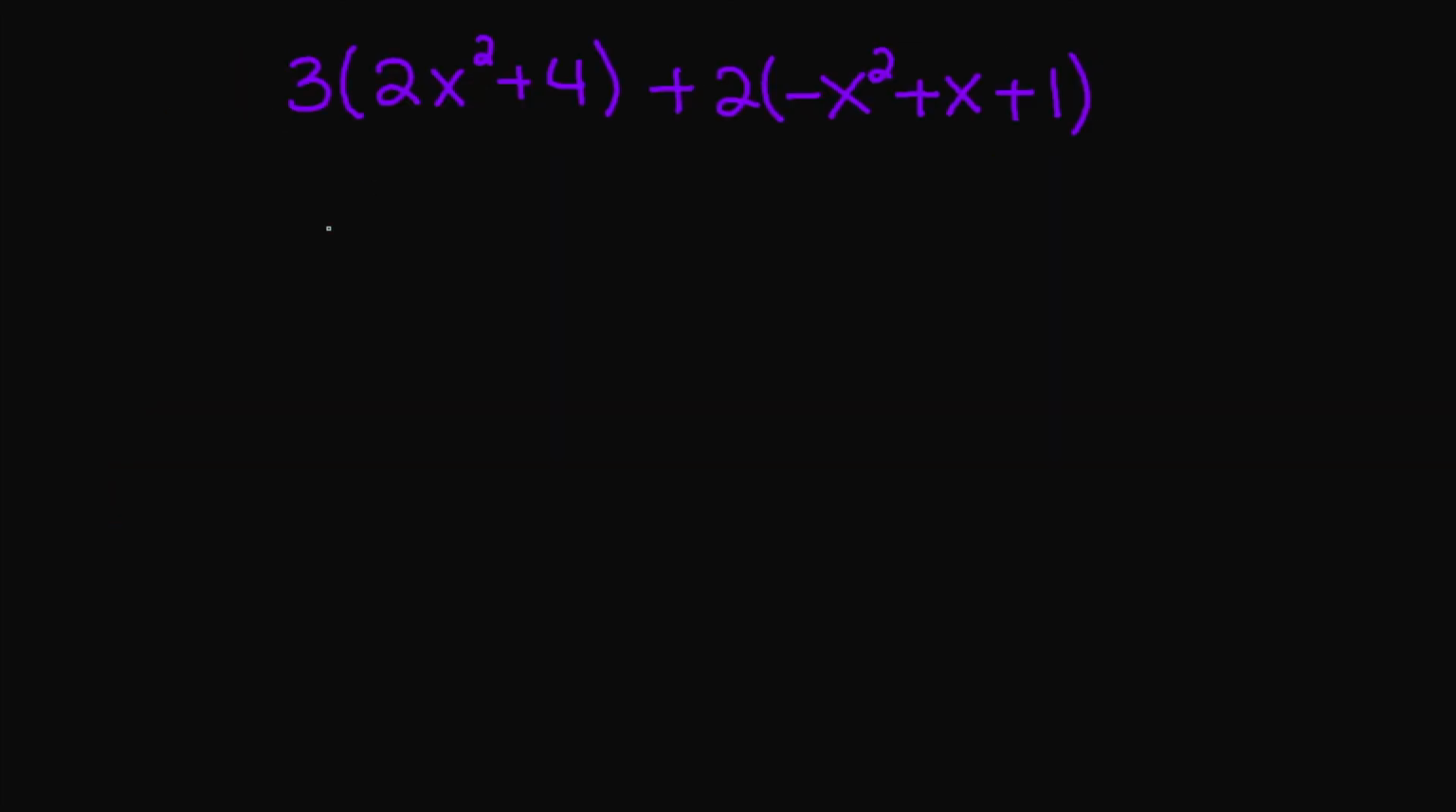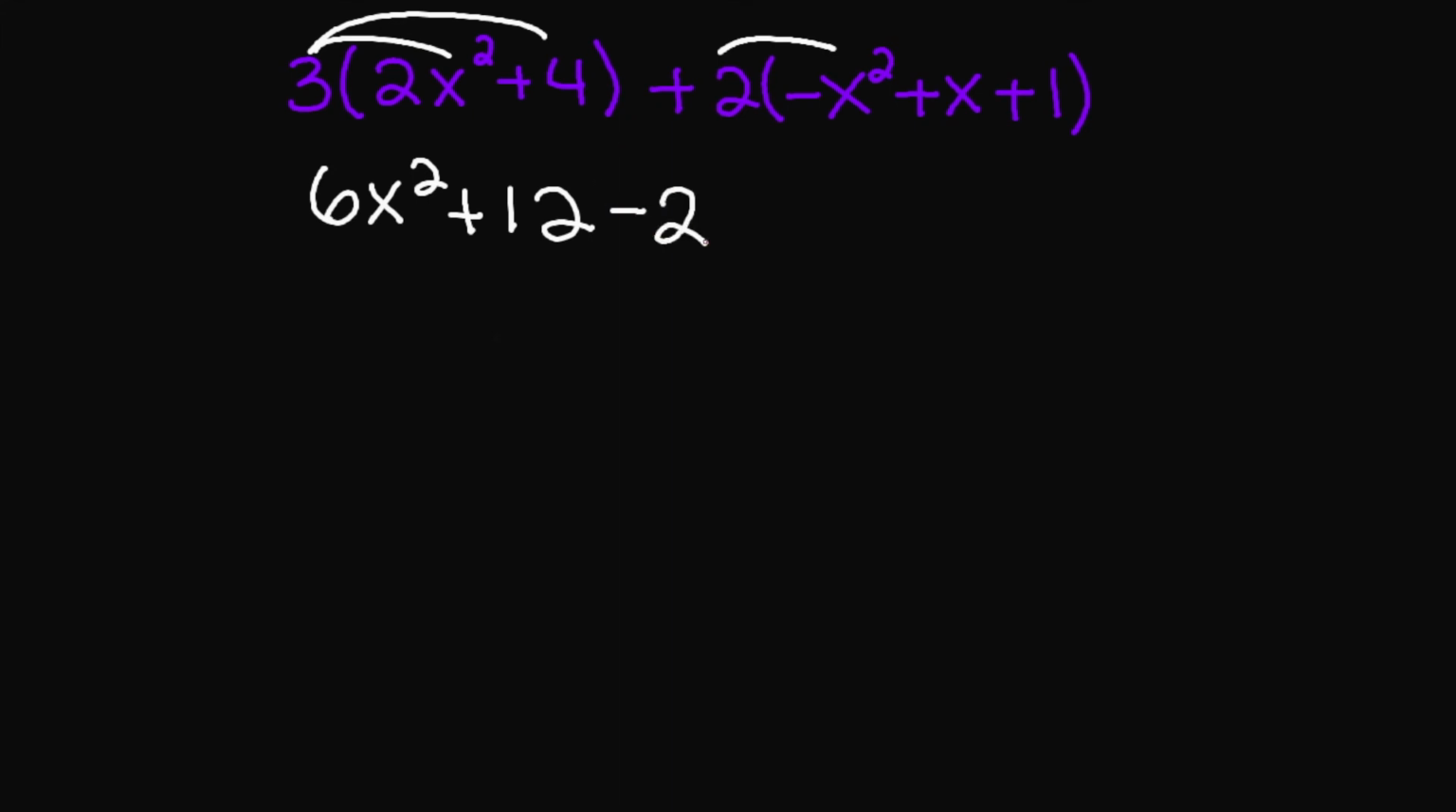All right, so let's look at this example. In this example here, remember the 3 will be multiplied to the 2x squared and to the 4, and this 2 will be multiplied to the negative x squared, to the x, and to the 1. So let's first start with the 3 times 2x squared. This is going to give us 6x squared. Next, we're going to go to 3 times 4. This is going to give us a positive 12. Plus 2 times a negative x squared. This is going to give us a negative 2x squared. Plus 2 times x. This is going to be positive 2x. And then 2 times 1 is going to give us a positive 2.